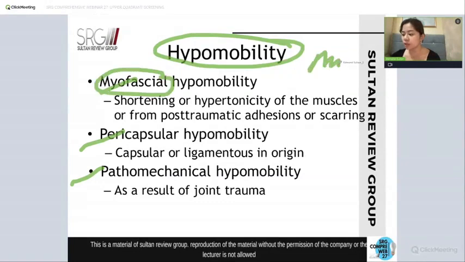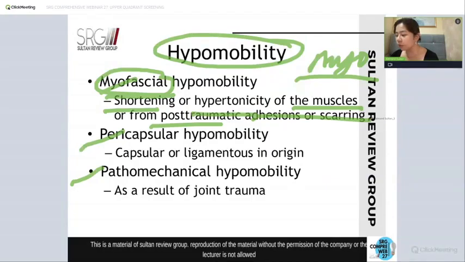Myofascial from the word itself, myo. Myo means muscle, right? Okay? So, pag sinabi natin yung myofascial, the ones that's causing the hypomobility is actually your muscle. So, may mali dun sa muscle natin. Okay? So, pag sinabi natin myofascial, there is shortening or hypertonicity of your muscles. Okay? Or from post-traumatic adhesions or your scarring. Okay? Pero basically, it's actually the muscle that is problematic.